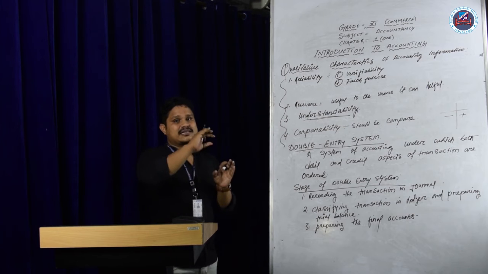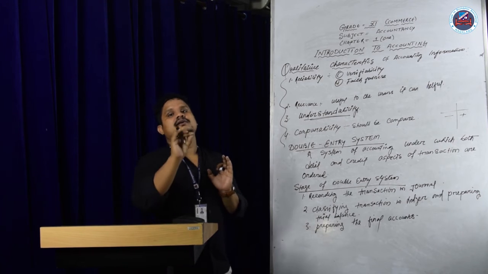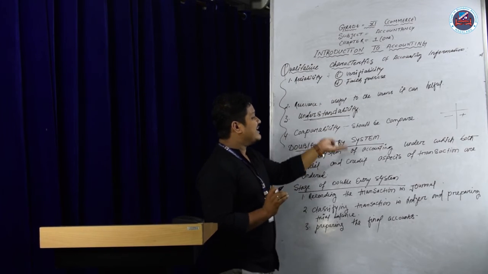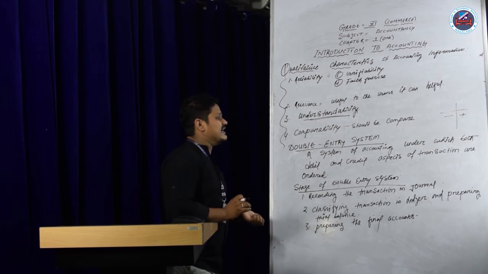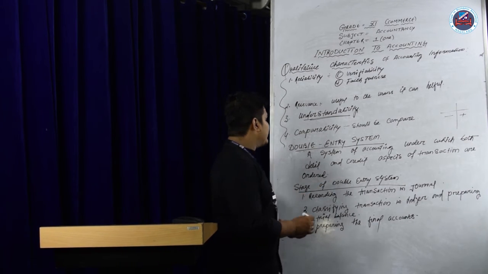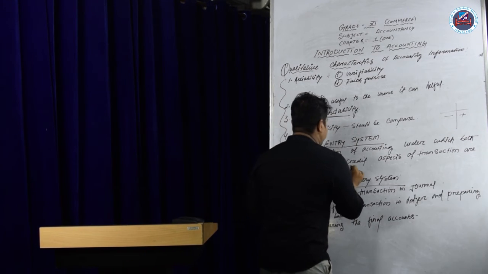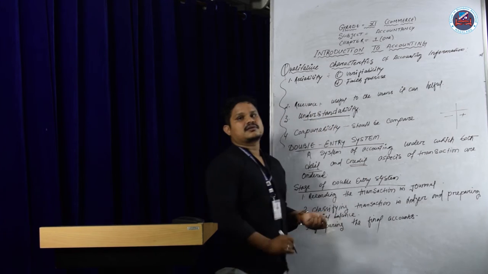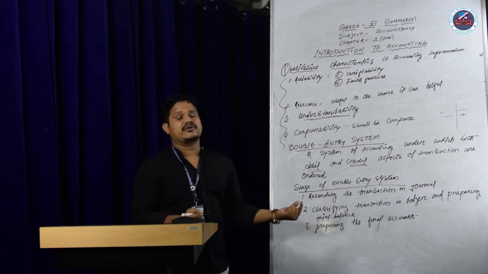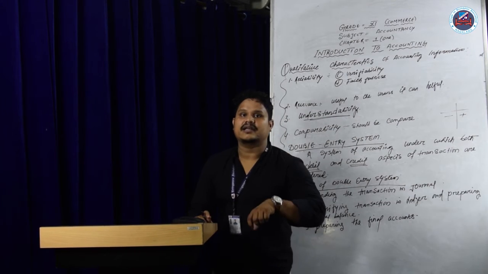See, the book is written here, T.S. Grewal's double entry accounts. So that is why it is a system of accounting under which both debit and credit aspects of a transaction are recorded. What is called debit and credit? We will understand in the next chapter while doing the practical sums. In every aspect of accounts, we are doing both debit and credit.